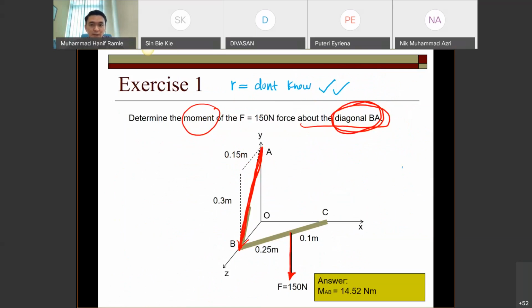Then where is the R? Where is the R? Okay, I call a name again. Muhammad Ikmal Danish, where is the R? AC, AB, BC, something like that. Is it correct? No, the answer is wrong. From axis to force. AC is not force. C is not a line of force.